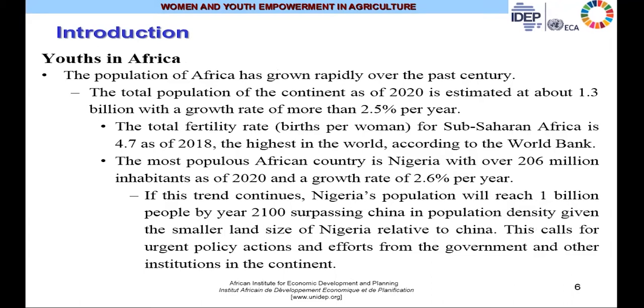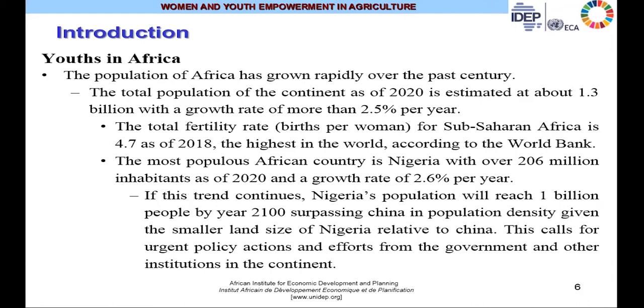While women are disadvantaged, the youths are marginalized, and youths are very significant in Africa's demography. The population of Africa has grown rapidly over the past century. The total population of the continent as of 2020 was estimated at about 1.3 billion Africans, with a population growth rate of more than 2.5% per year. The total fertility rate, that is the births per woman, for sub-Saharan Africa is 4.7 as of 2018, the highest in the world, according to the World Bank.